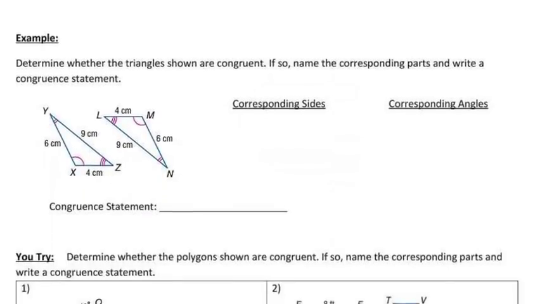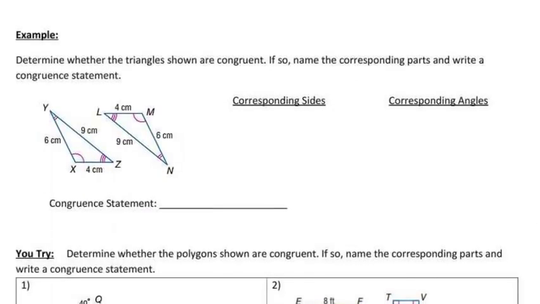So let's look at the example. It says determine whether the triangles shown are congruent. If so, name the corresponding parts and write a congruent statement. So if we look at this, I'm just going to look at the arcs, and then we can look at the sides too. Let's start with our smallest side, which is the 4 centimeters.